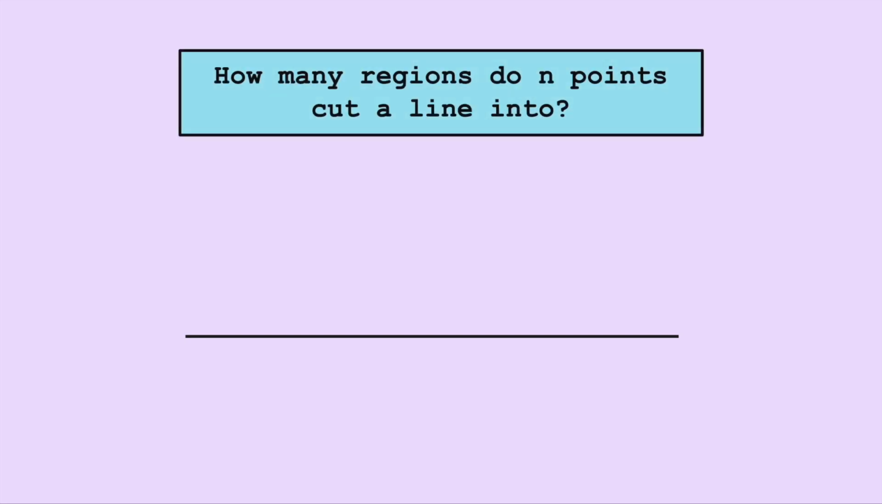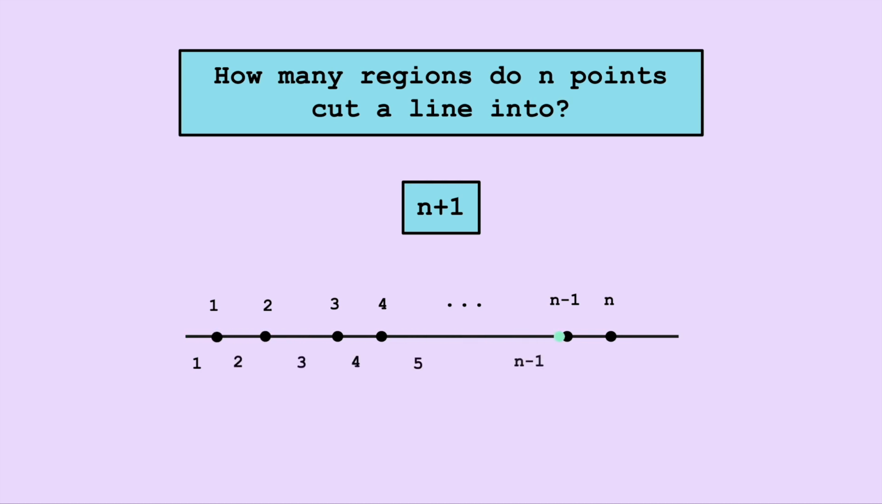How many regions do n endpoints cut a line into? n plus 1 obviously, but how does this help? Well, the easiest way to see this is that you start at the region at the end of the line, and every time you encounter a new point, you encounter a new region. Along the way, you encounter n points, so that's n new regions plus the original one, giving the answer n plus 1.